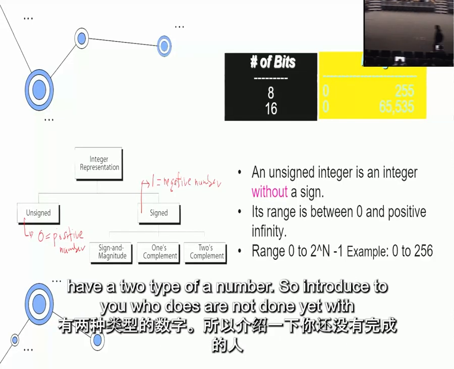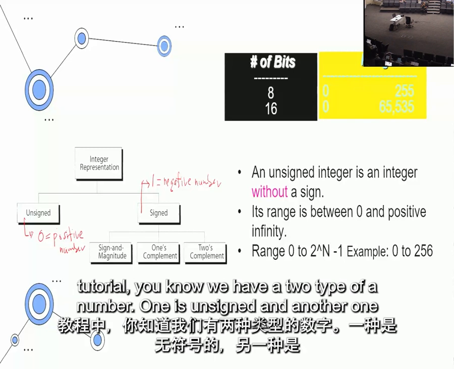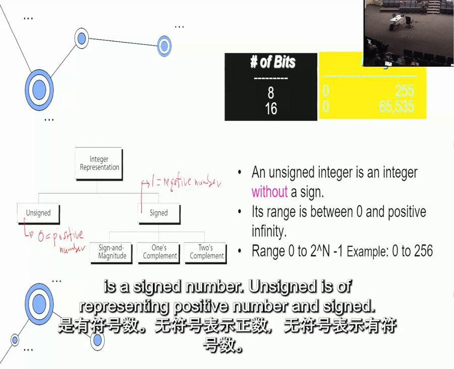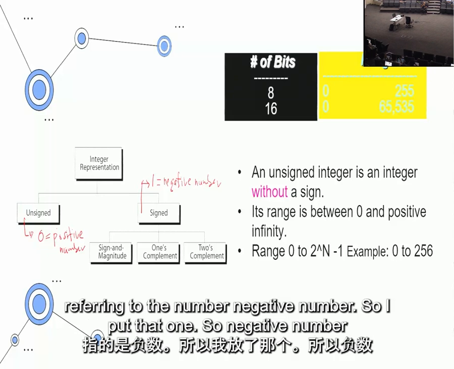Okay, we have two types of number. For those who are not done yet with the tutorial, I guess this is new for you. For those who are done with the tutorial, you know we have two types of number. One is unsigned, and another one is a signed number. Unsigned is representing positive numbers. And signed, when you have a question asking about signed numbers, is referring to negative numbers.